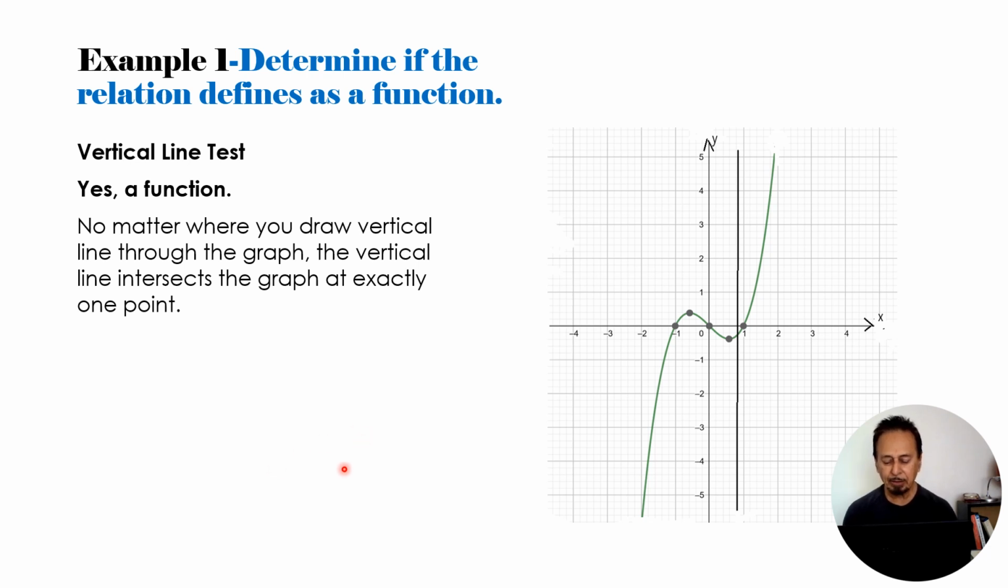Example. Here is a graph. We want to know if this graph represents a function. So you draw a vertical line anywhere, and it intersects the graph at exactly one point. So this graph represents a function.